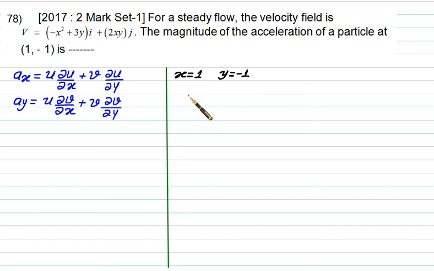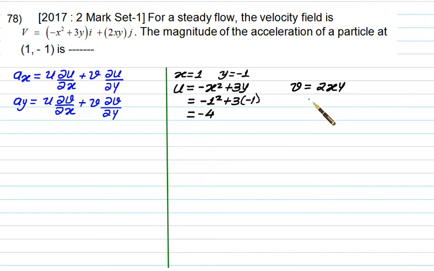So first let us calculate the u value. The velocity u in the x direction is given as -x² + 3y, that will be equal to -1² + 3 × (-1). So we have the u component equal to -4. Similarly the value of v is 2xy. Taking x equal to 1 and y equal to -1, we get v equal to -2. So one part is solved, u is known, v is known.